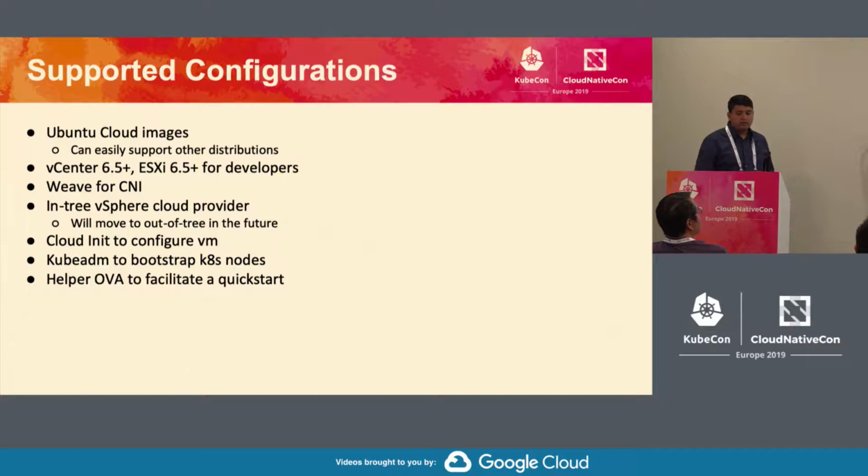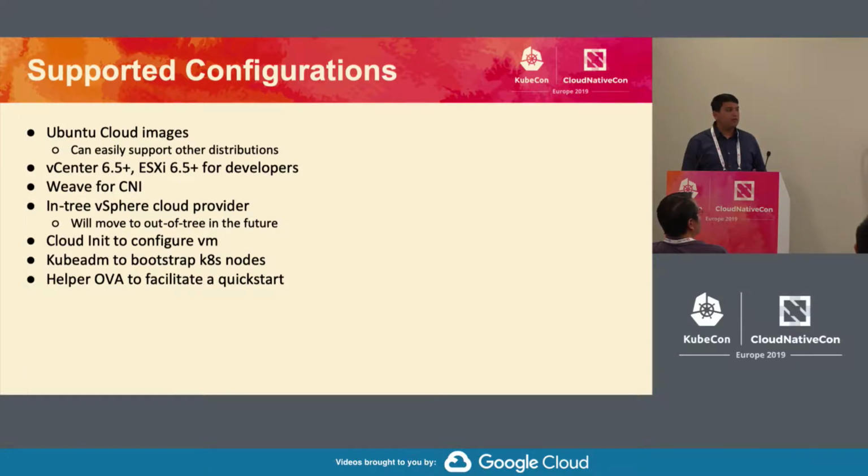out of the box? So first of all, the Ubuntu Cloud Images is the default set of images that we support today, using which you can deploy a Kubernetes cluster. But it's easy enough to support other distributions as well, and we'll briefly touch base upon some of that as well. From the vSphere stack perspective, again, vCenter server, ESX server 6.5 or above, that should do.